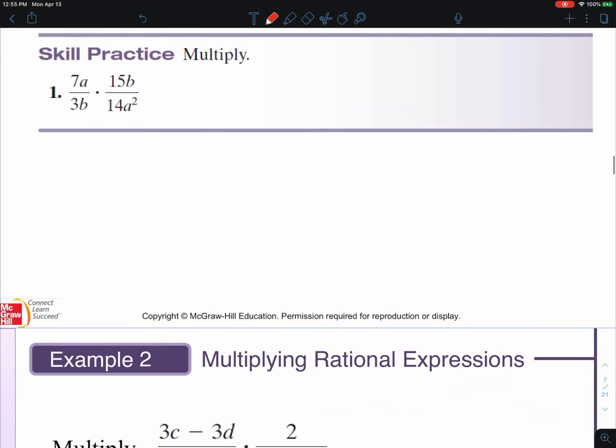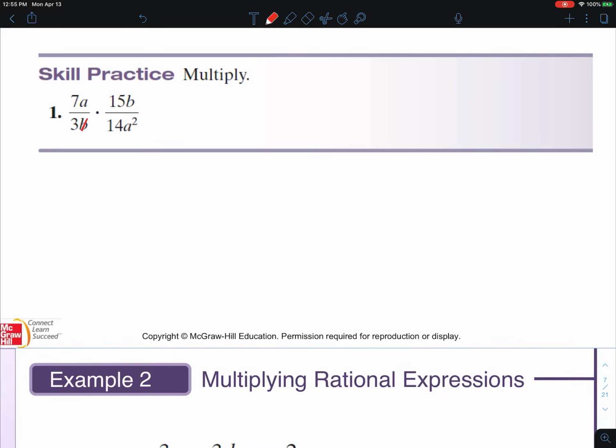Example number 2 is the same thing. So I'm going to simplify the b's. Now I'm going to simplify the a's there. Now 3 goes into 3 one time and goes into 15 5 times. 7 goes into 7 one time and it goes into 14 twice. So you can see that I have 1 times 5, which is 5 in my numerator, and then I have 1 times 2a, and so the answer is 5 over 2a.